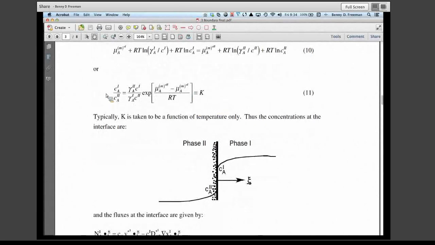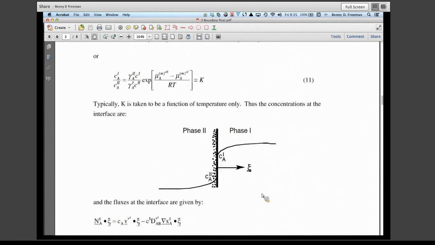And so it's the ratio of the concentrations of component A in phase 1 right at the interface, divided by the composition of component A in phase 2 just at the phase interface. This is defined as a partition coefficient. It is the thermodynamic partition coefficient. We would know this in other fields as the solubility. You can use approaches such as Henry's law and Raoult's law to develop mathematical expressions for this solubility.